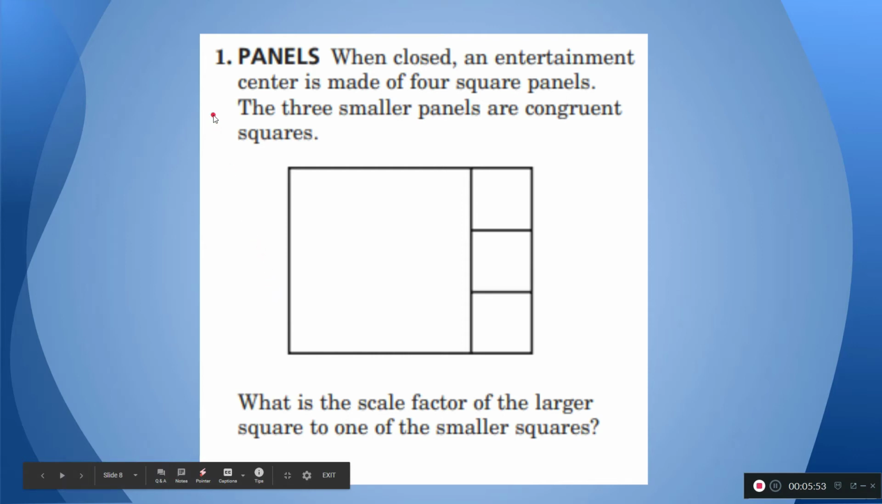Number 1 says panels. When closed, an entertainment center is made of 4 square panels. The 3 smaller panels are congruent squares. What is the scale factor of the larger square to the smaller squares? So let's take a look at this problem here. This is kind of what the entertainment center looks like, or a representation of it.